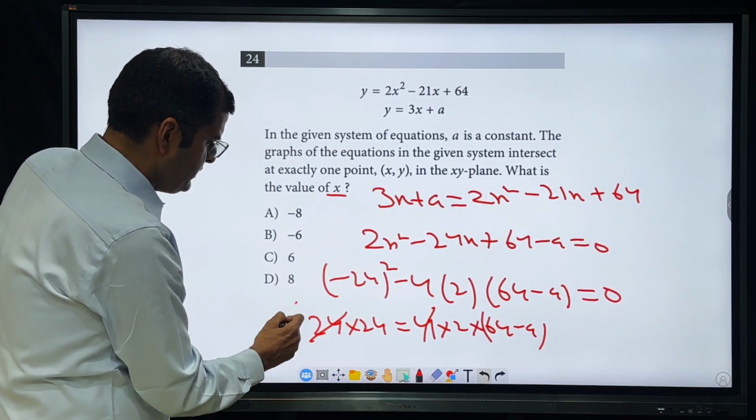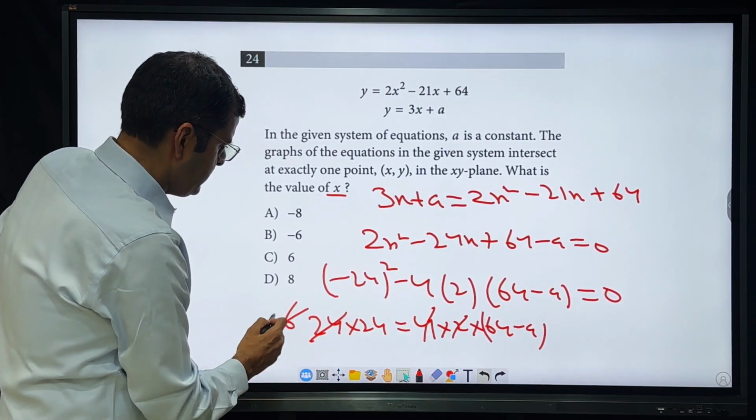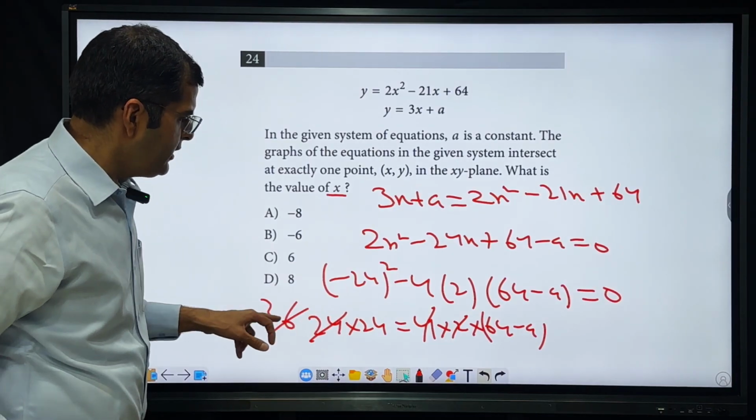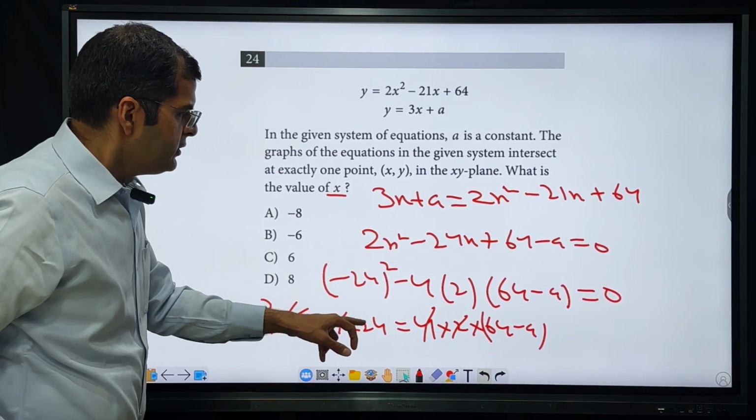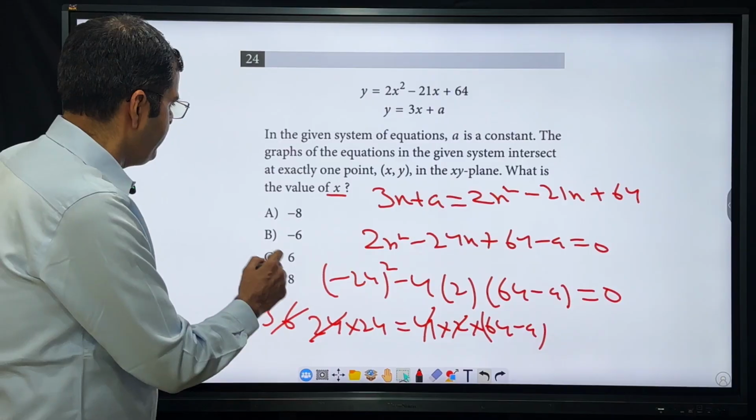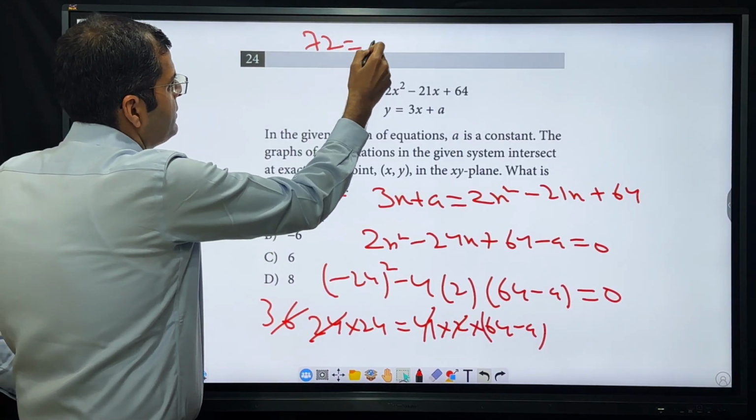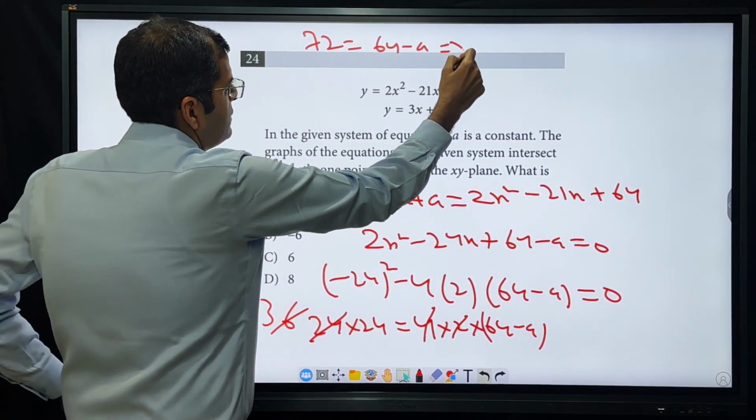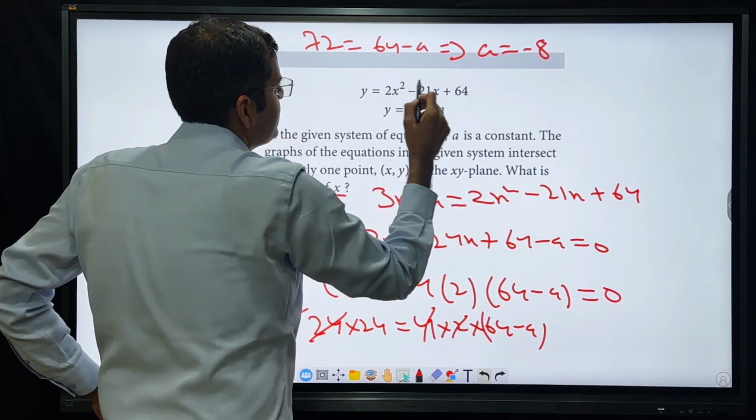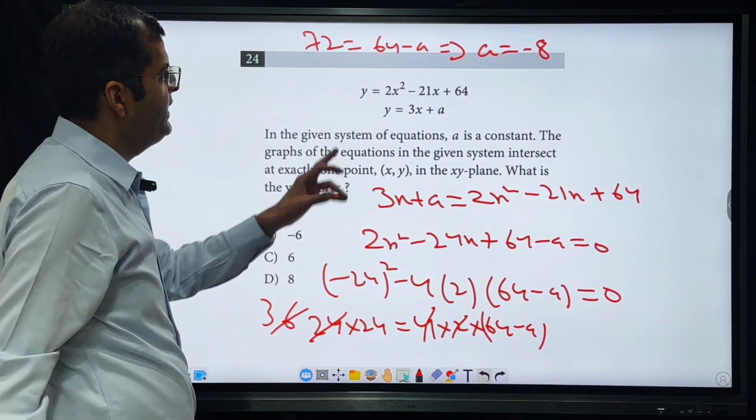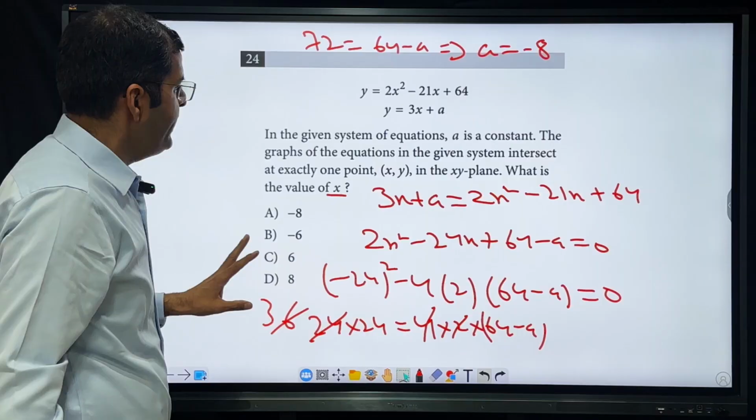This 4 goes and this is 6. This 6 goes and this is 3. So 24 into 3 is what? 72. So 72 is 64 minus a. From here I conclude a is minus 8 because 64 minus 8 is 72. So a is minus 8.